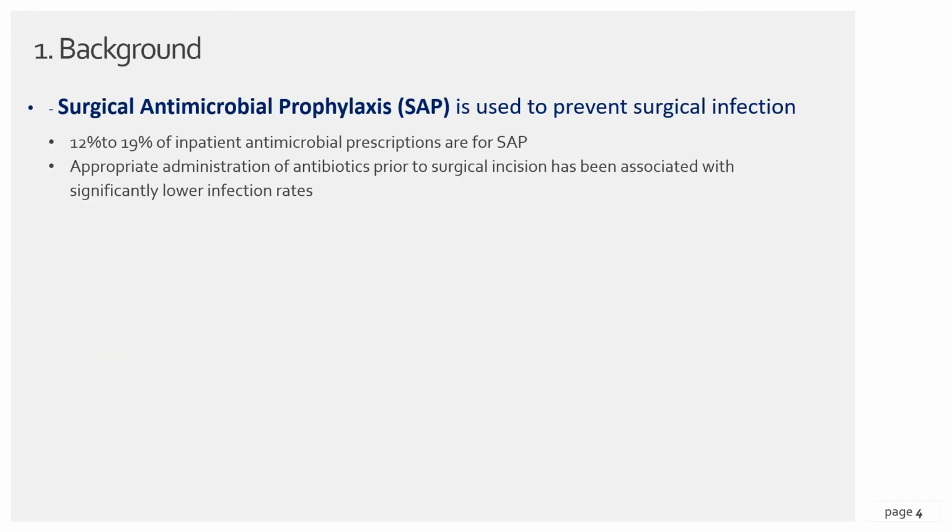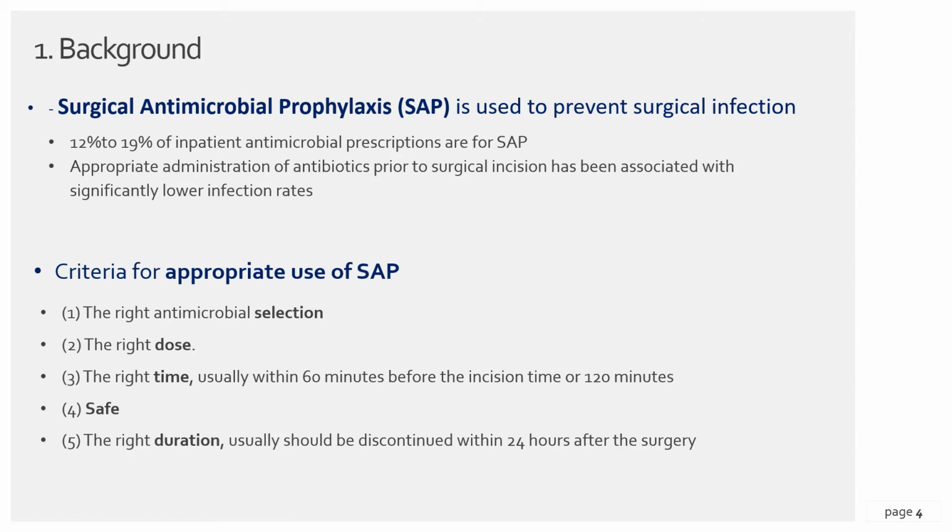Surgical antimicrobial prophylaxis, or SAP, is used to prevent surgical infection. 12 to 19% of inpatient antimicrobial prescriptions are for SAP. Appropriate administration of antibiotics prior to surgical incision has been associated with a significantly lower infection rate. To achieve this goal, there are 5 criteria for appropriate use of SAP.